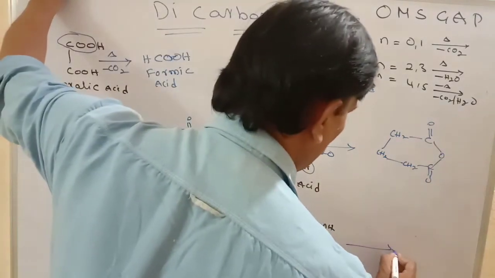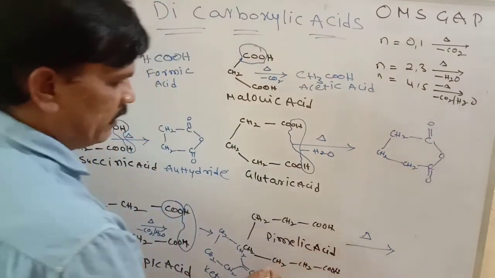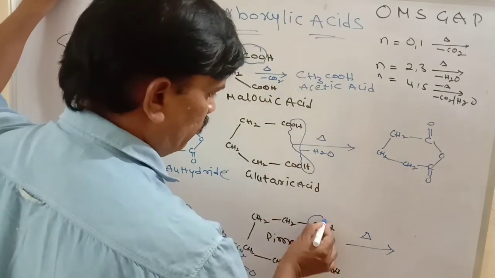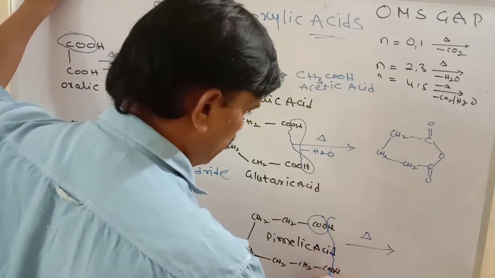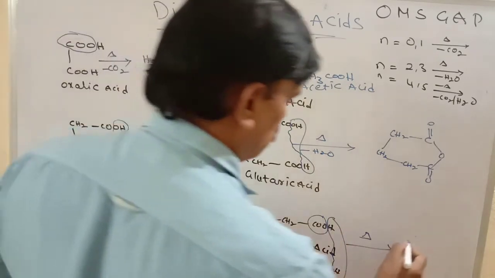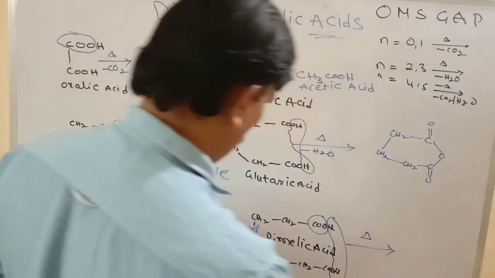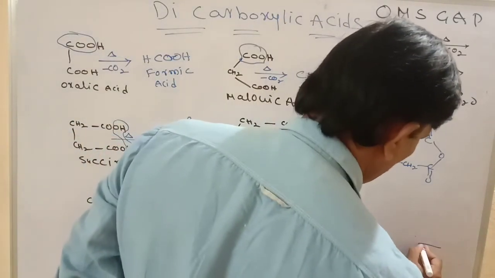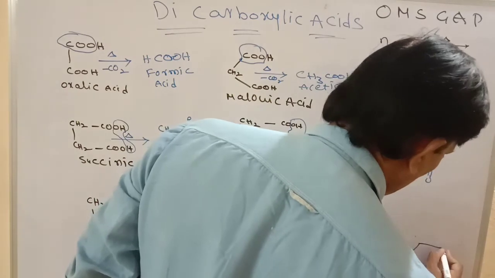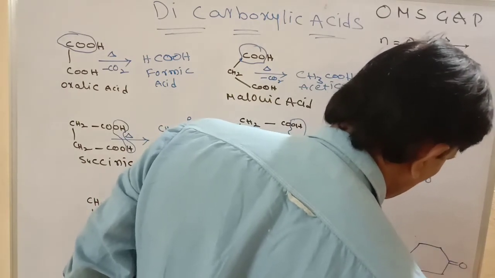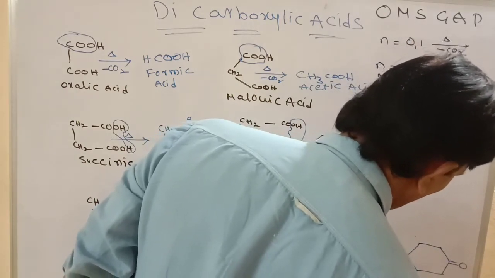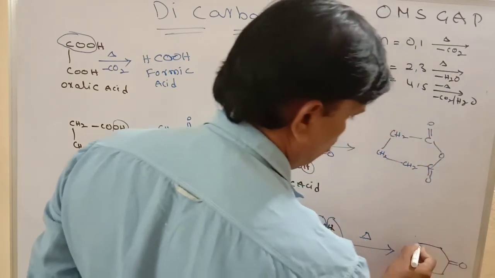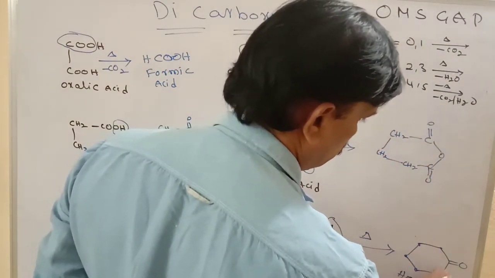So we are heating pimelic acid, a dicarboxylic acid having 5 carbons in between. Remove the CO2 group and H2O group. So we get a compound like this: 1, 2, 3, 4, 5, 6. We are getting hexanone, a ketone only. Here one CH2, here one CH2, CH2, CH2, CH2, C double bond O.